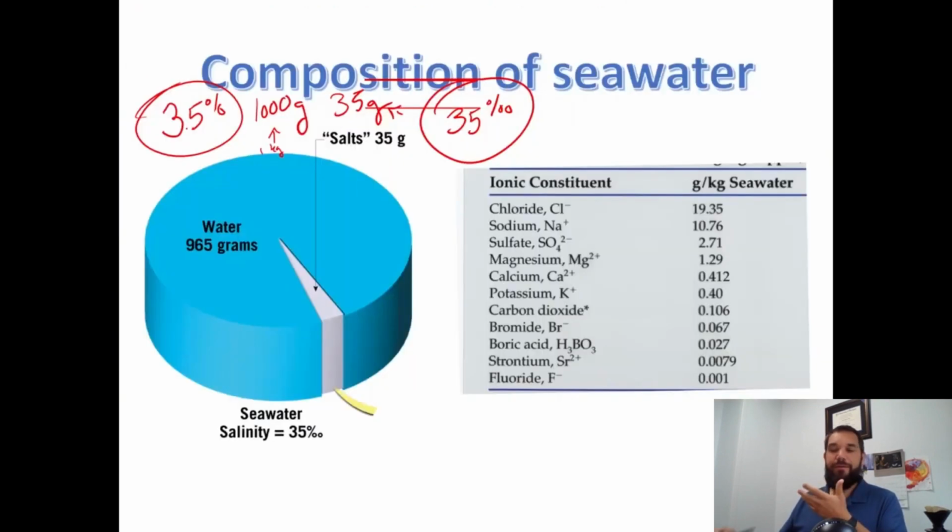It's sodium chloride, right? So it should come as no surprise that sodium chloride, table salt, is the number one salt that is in the ocean water. But it's not just table salt. There's other stuff in there.